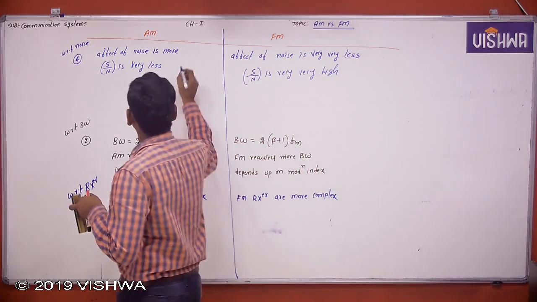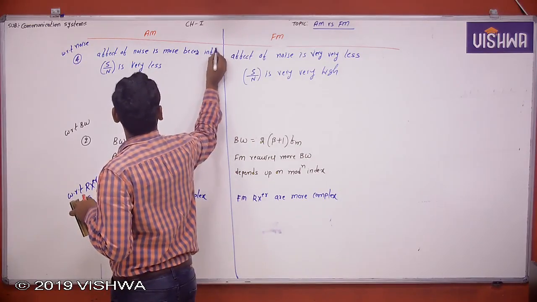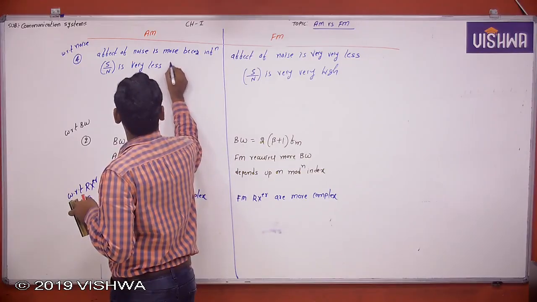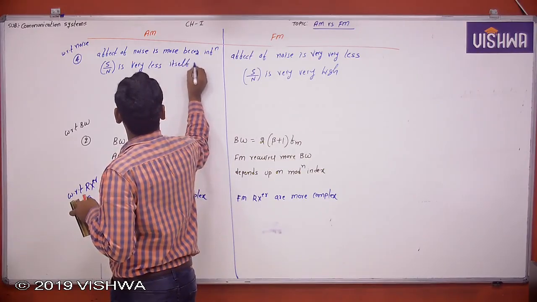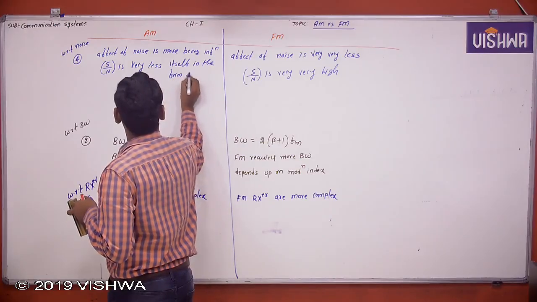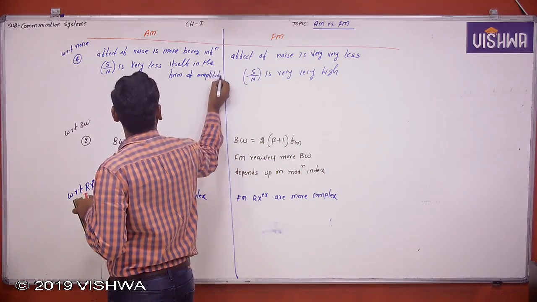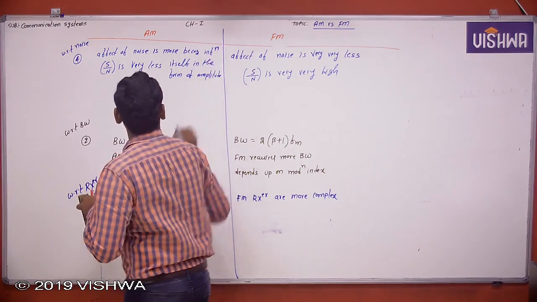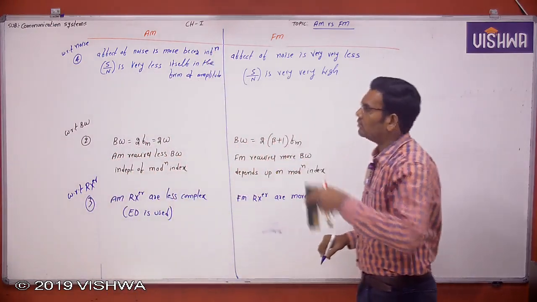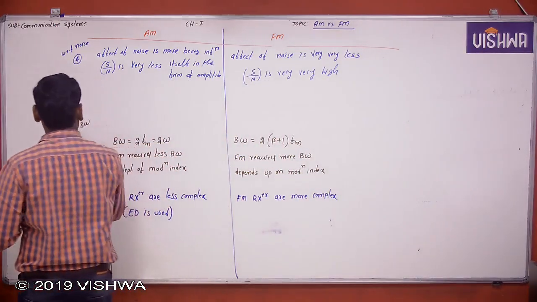Effect of noise is more in AM because the information is itself in the form of amplitude. Okay, so this is with respect to noise.